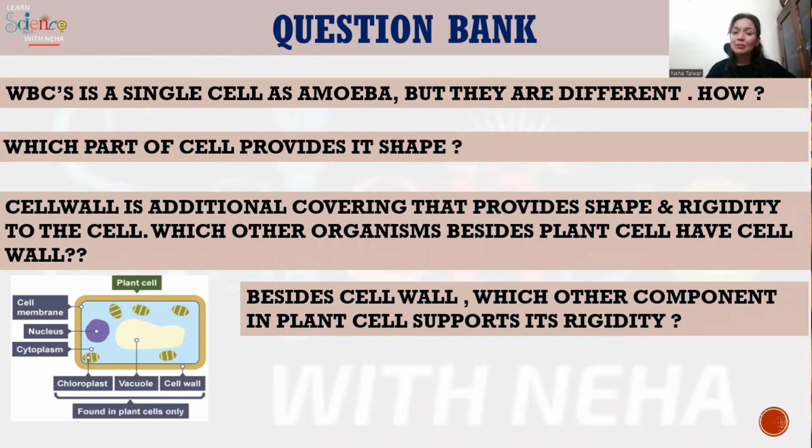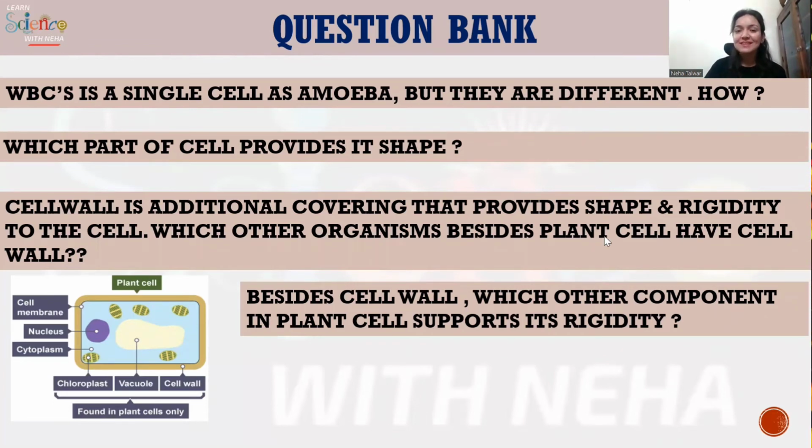Number 3, cell wall is an additional covering that provides shape and rigidity to the cell. Which other organisms besides plant cell have cell wall? The same thing I have given you in my part 1, you can see. Except plant cell, which two other organisms have cell wall present? And the last one, besides cell wall, which other component in plant cell supports rigidity? We just did it now. Which is the organelle which provides rigidity due to its turgid pressure? So give me the answer.